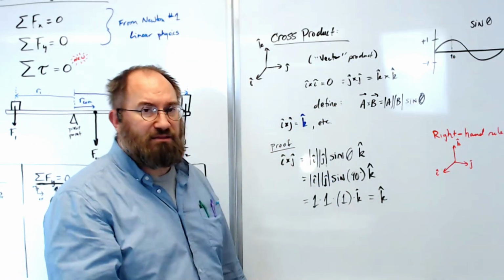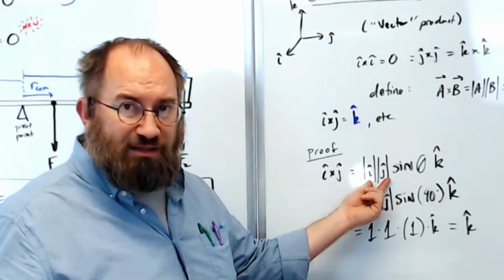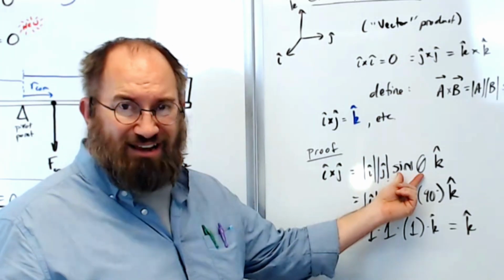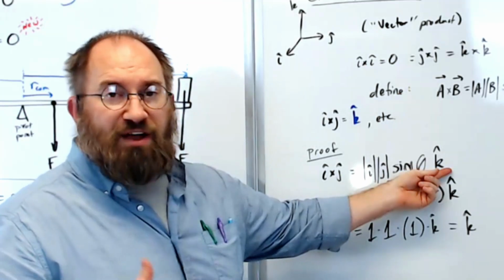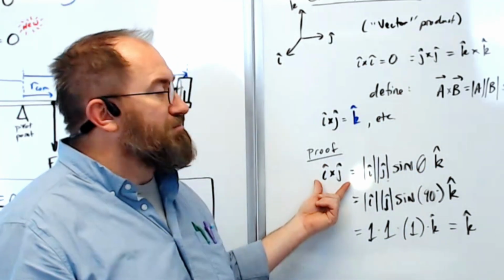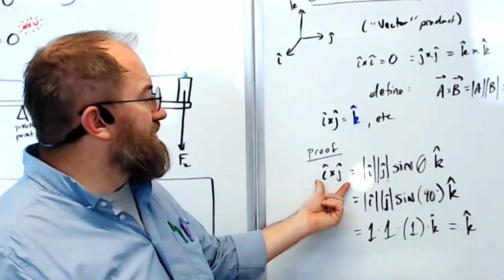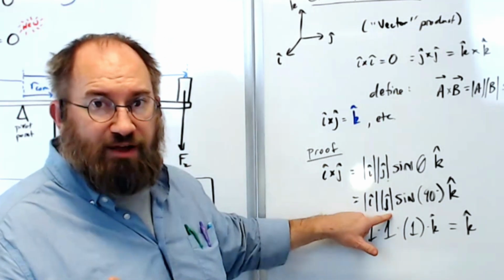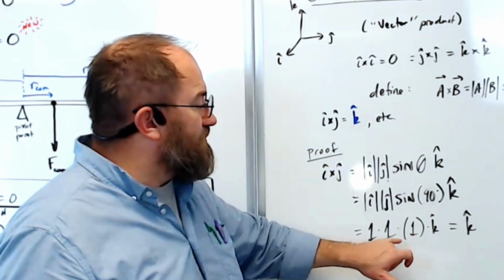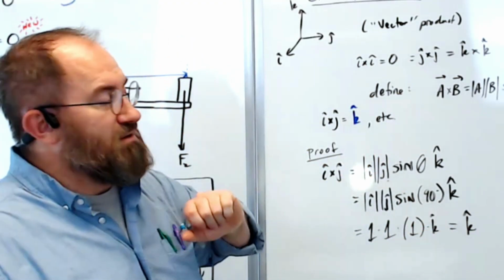But going back to the mathematics here, a little bit of a proof. I cross j, we take the magnitude of those just like we did before, but instead of a cosine, we'll take the sine of theta, and then the resultant will be a k vector, a vector that's perpendicular to the plane formed by the x and y, or the i and j vectors. Put in 90 degrees, that gives us 1. The magnitude of each of these, of course, unit vectors, is 1. And so we have 1 times 1 times 1 times the resultant vector k, and that's how we get this result.